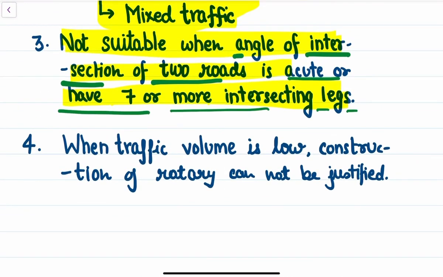Another limitation is that we cannot construct a rotary when traffic volume is low, because the initial cost of construction of a rotary is very high compared to the installation of traffic signals. So in case the traffic volume is low, the construction of a rotary at that intersection is not advisable.